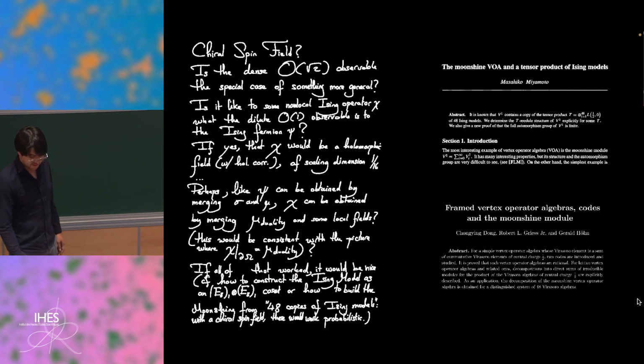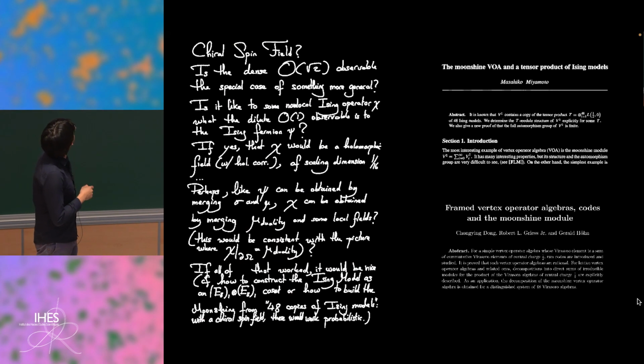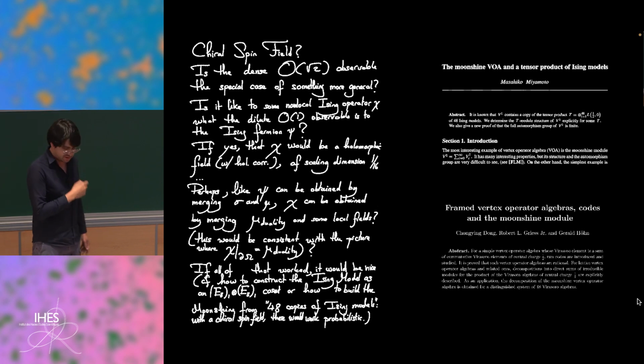And the reason I wanted to have a chiral spin field is because I read these crazy papers of a school of people who are really not probability people or physics people, just group theory people. And they claim they can construct the moonshine from 48 Ising models. I tried to understand these papers. I only understood them partially. But my conclusion is that there's no chance that this would work if you didn't have a holomorphic chiral field. So that's why I started looking at all these things.